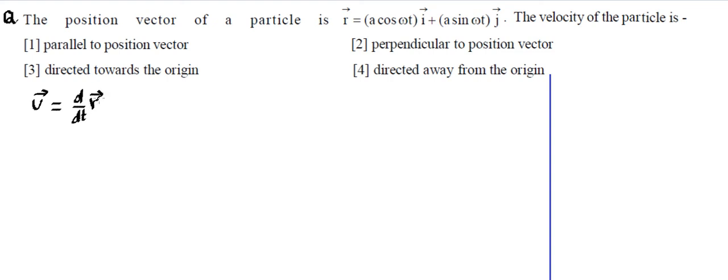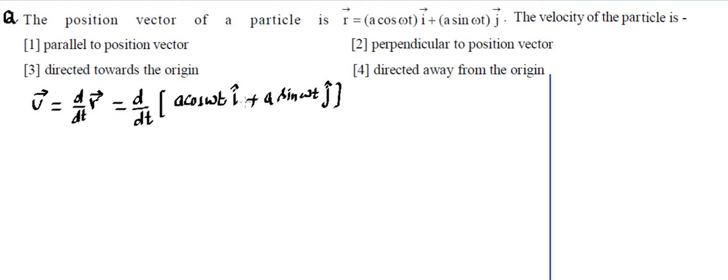This is how it is defined, and the position vector is given to us, so we can put this value in d upon dt. The position vector is a cos omega t i cap plus b sin omega t j cap. Here a and b are constants, omega is a constant, and t is the variable.